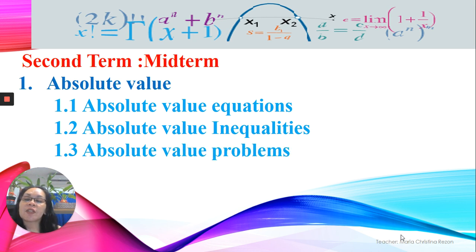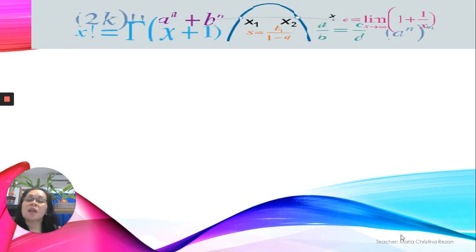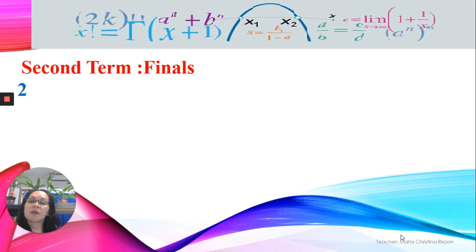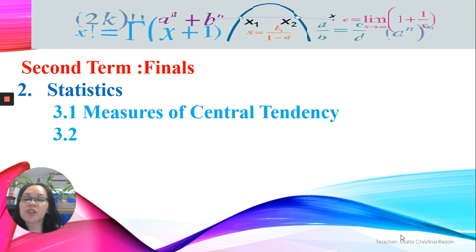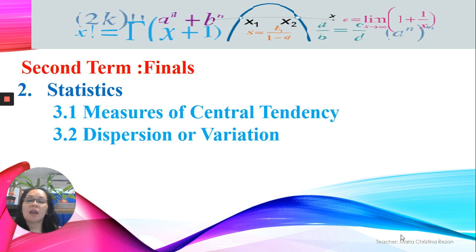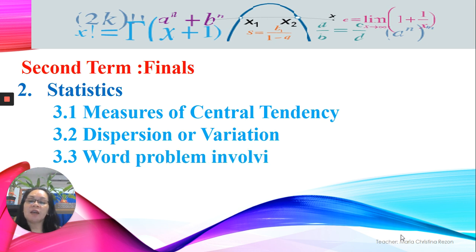And for the second term finals, you will have statistics. That includes measures of central tendencies, grouped and ungrouped data, dispersion and variation. Then you will have word problems involving average. Now let's start with our lesson.